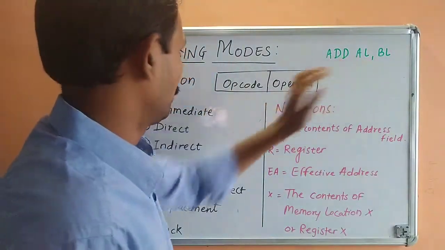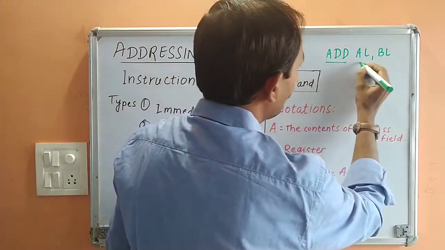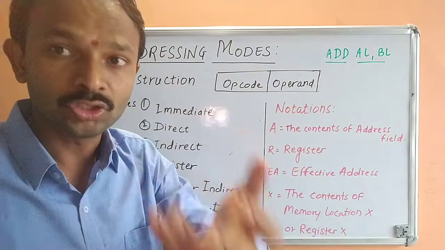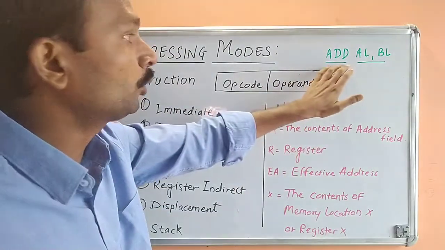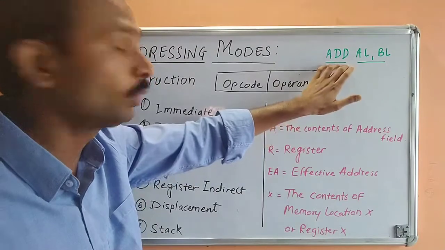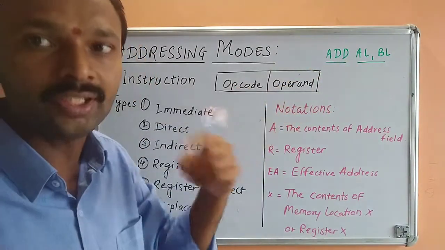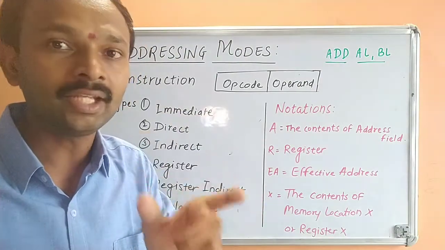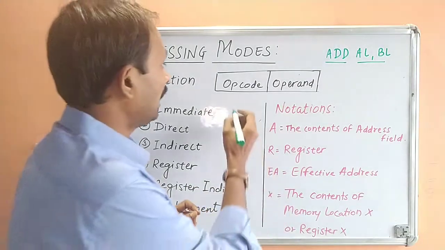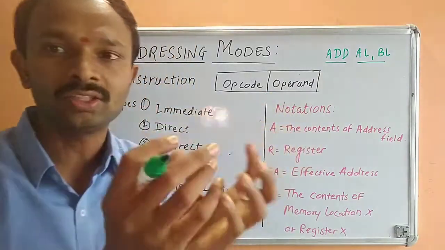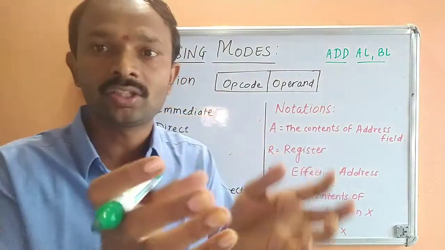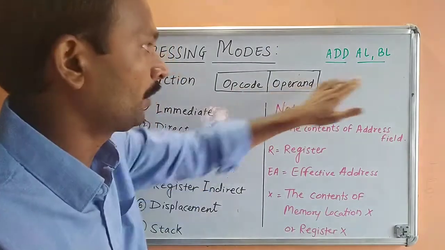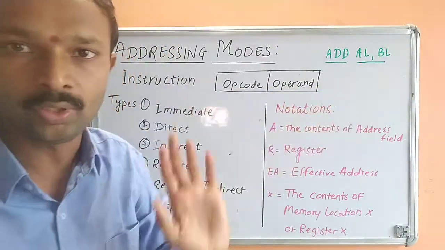With this add instruction, we have the instruction and we have these operands. Inside the processor, it will not understand the instruction as such, but it will understand the opcode of that instruction. Opcode means operational code, and it is a binary number. By understanding that binary code, the processor knows whether it is an add, sub, multiplication or division instruction. So opcode and operand: AL and BL are the operands here.